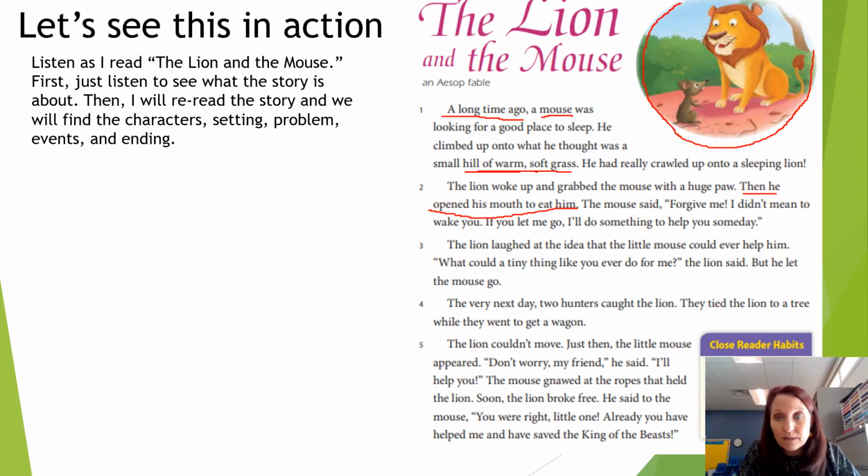Okay, we know the problem is the mouse is getting ready to get eaten, and he says, "I'll do something to help you someday if you let me go." So that could be an event that happened after the problem. So I need to now look at something else that would be important as an event.